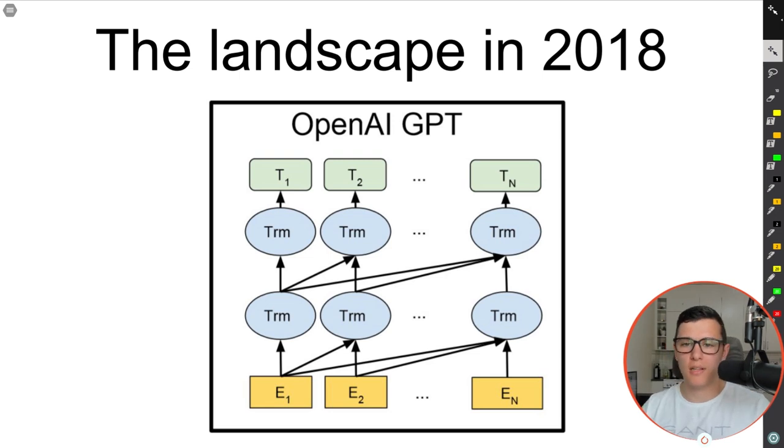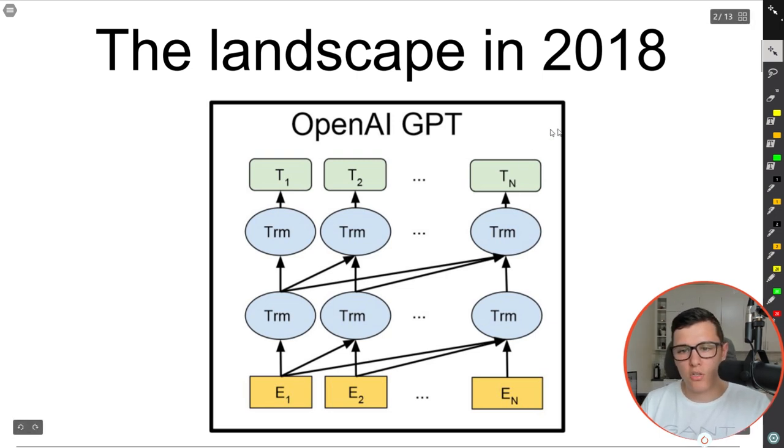The landscape in 2018 was kind of the year of NLP. We saw a lot of different things happening, and one of them was OpenAI releasing the first GPT model. GPT was built on top of the transformer architecture. Specifically, it used just the decoder part of the transformer architecture. And if you're unfamiliar with the transformer, I recommend some resources in the description.